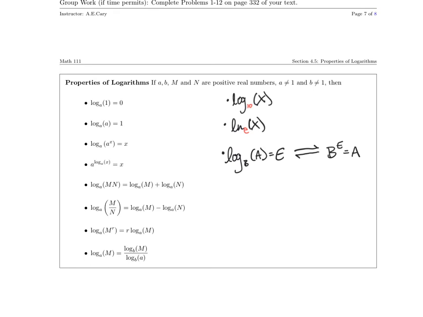I've already taken a picture of this last page and put it on Go Formative on the Log Solving Day 2 page if you want to take a look at that and use that while you're practicing. So good luck, take some time to study these rules, and I will see you tomorrow.